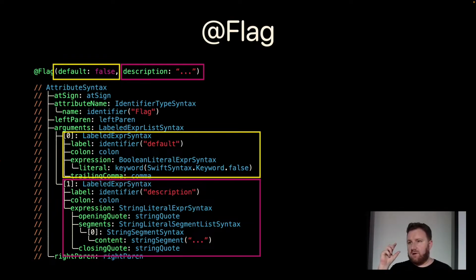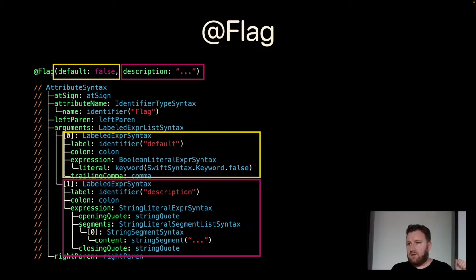So we look at the first argument there. We can see the default label, so we know it's the default value. This is the easy one because we only really care about what's in the expression. And when it comes time to actually generate the code, we can just take that existing expression and insert it straight into the generated code. We don't have to do any processing of it.